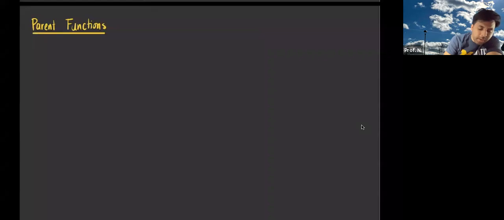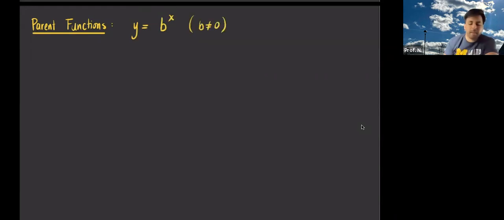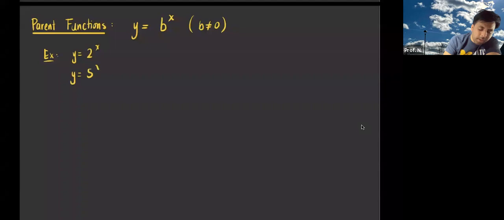So parent functions of exponential functions are of this form. F of x or y equals b to the x. That's it. And of course here b does not equal 0. So that's going to be my parent function. So 2 to the x, 5 to the x, 10 to the x. Those are parent functions. Okay, so just examples here. y equals 2 to the x, y equals 5 to the x, y equals 10 to the x, and so on and so forth, right?